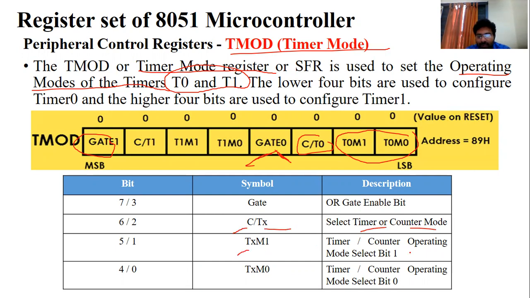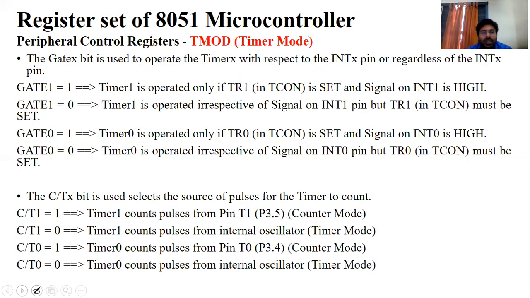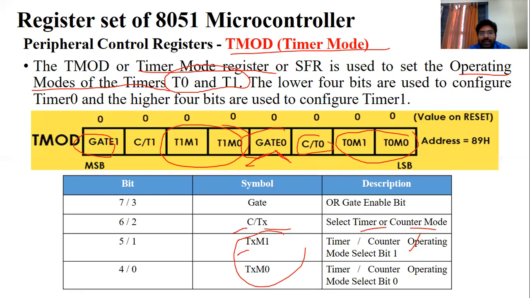Okay, this is the timer and counting operating modes, the 2-bit series. How can we access timer mode 0, 1, 2 and all in the series? You know that gates are set or reset. How many gates are available? Two gates are available, gate 0 and gate 1.